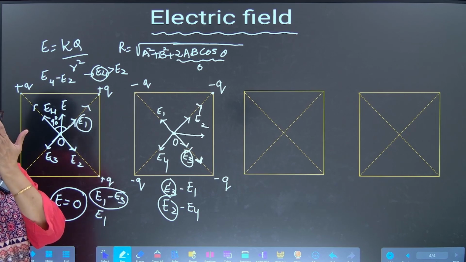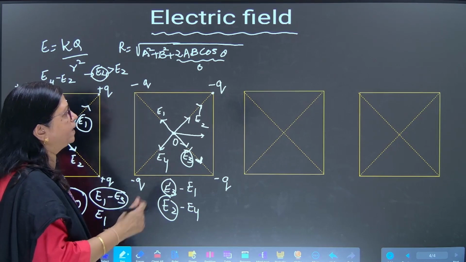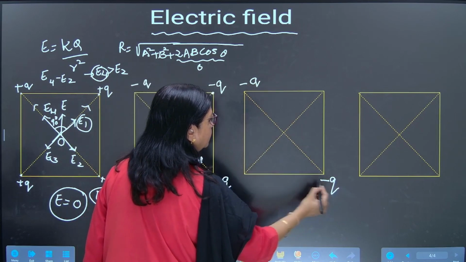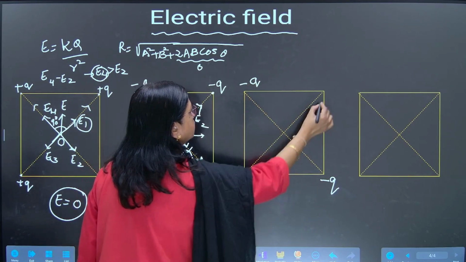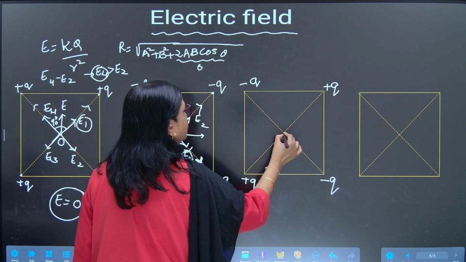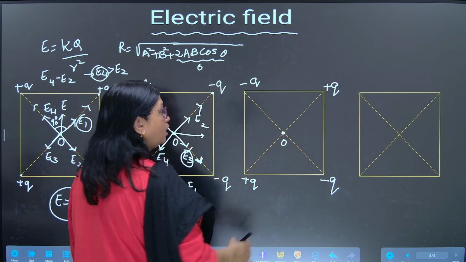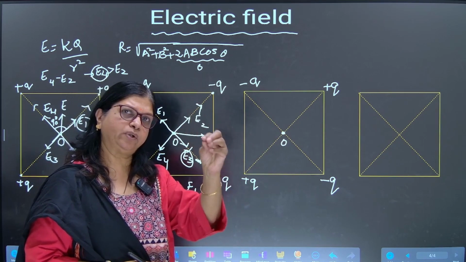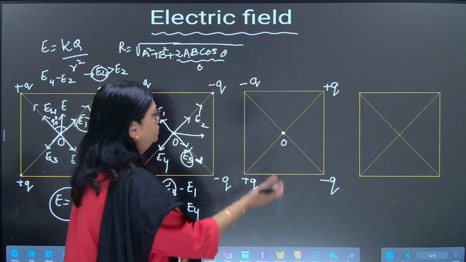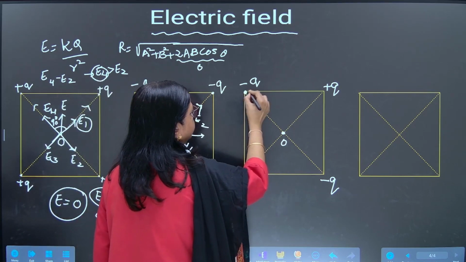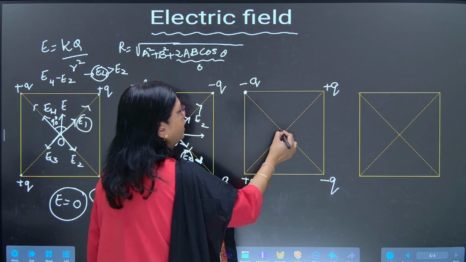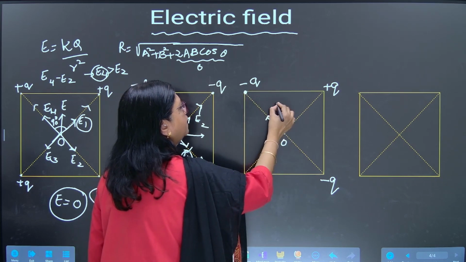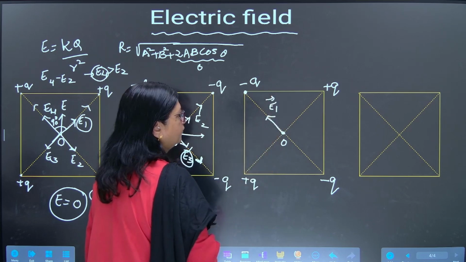Okay? Fine? Okay. So now let me take negative Q at this diagonal, positive Q and positive Q at the other diagonal. Let us see the story. How to calculate the electric field at the point O. That is the question. Question is the same. Okay. So again, let us start from here. This is negative. This is the point. So what should I do? I should go towards the charge. Name it E1.